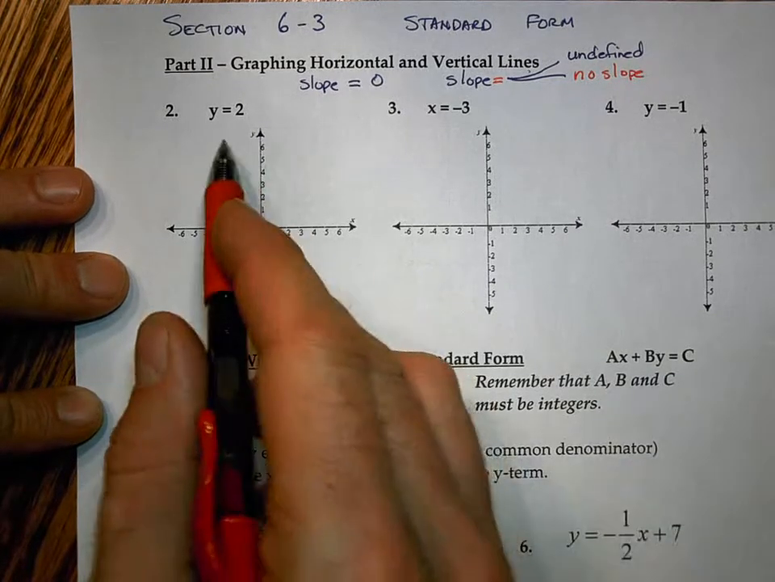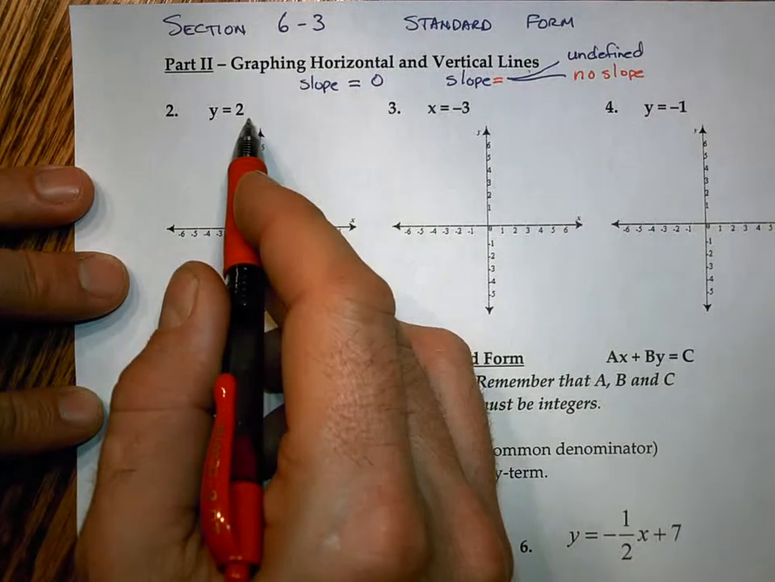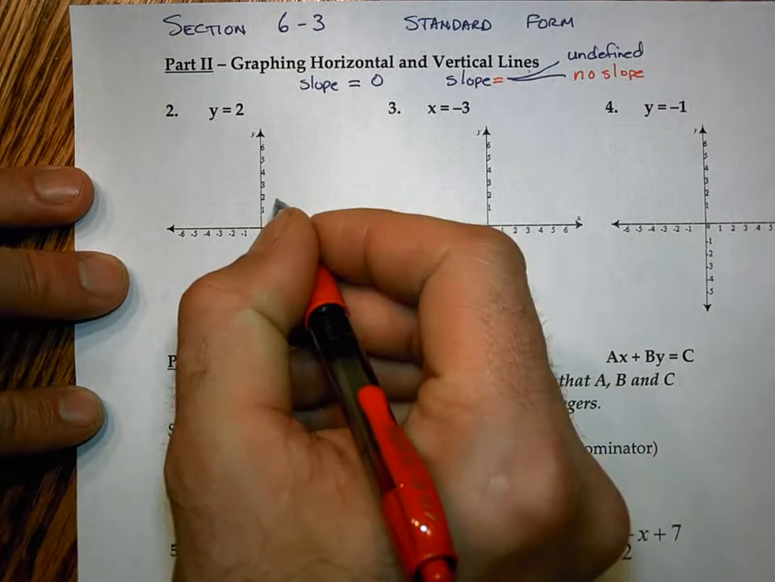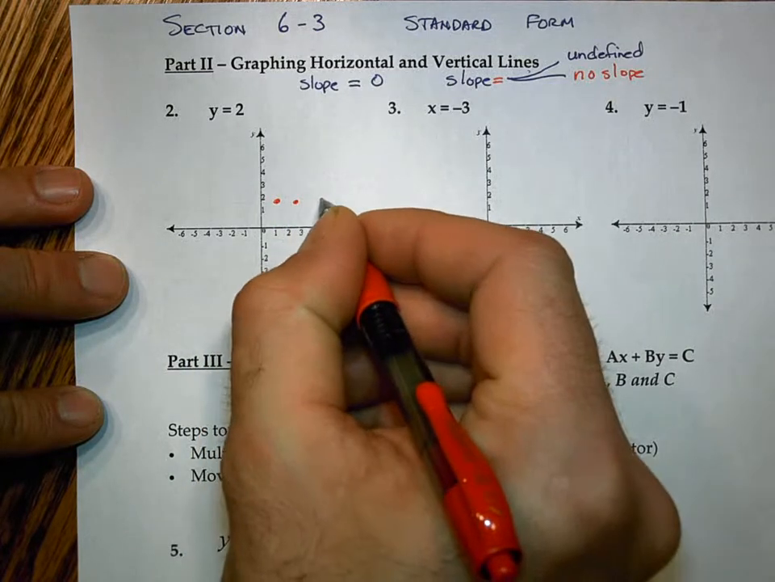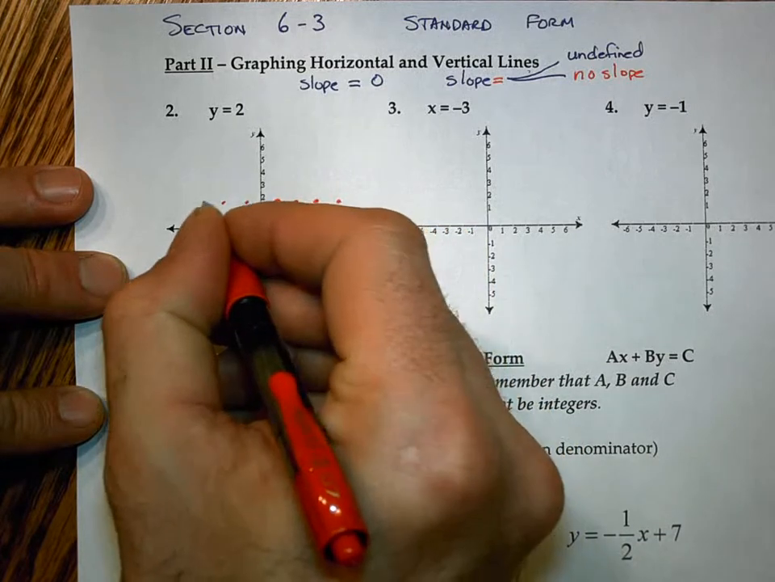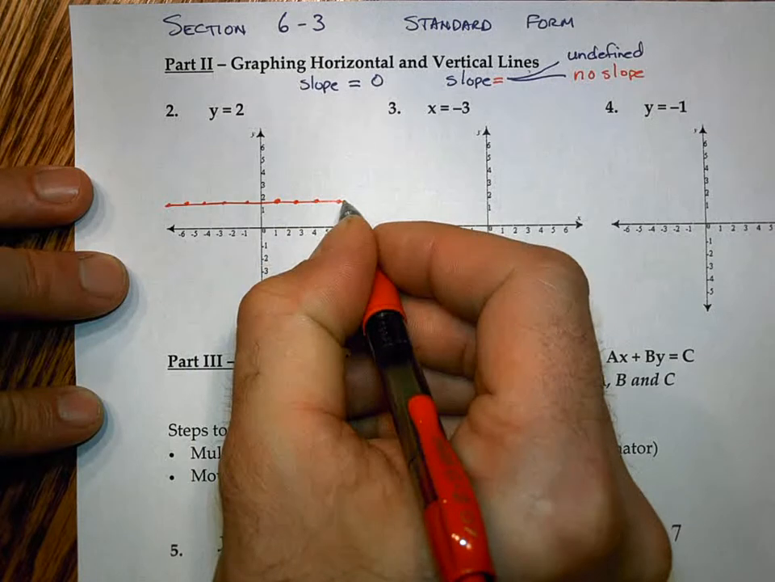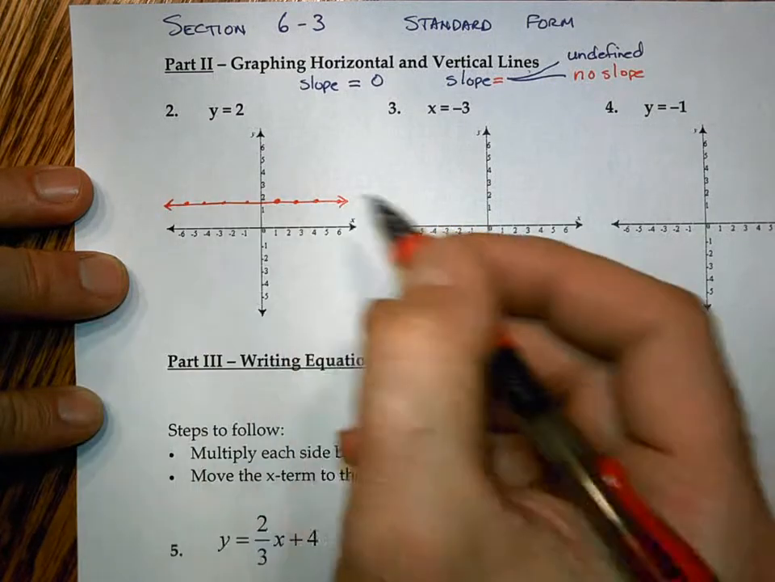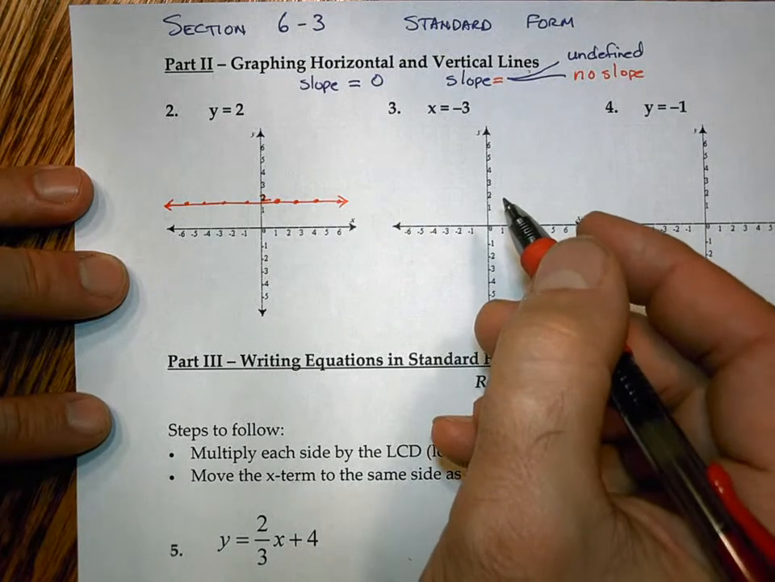Now, as we look at our three equations here, it's important to understand this means y equals 2. It doesn't matter what x is. So right at this spot right here, y equals 2. And over here, y equals 2. And y equals 2 right here. And y equals 2 anywhere along this horizontal area. So the equation y equals 2 is a horizontal line going through the value 2 on the y-axis.